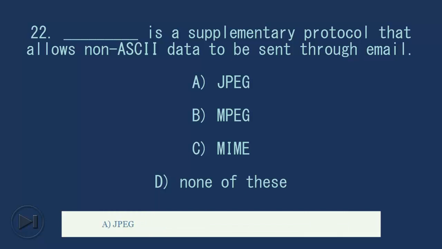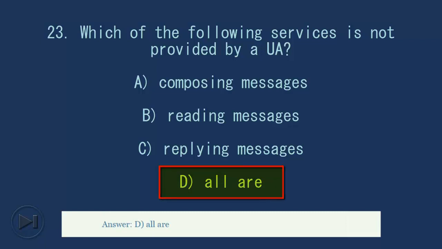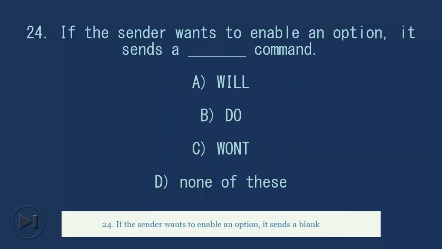22. Blank is a supplementary protocol that allows non-ASCII data to be sent through email. A. JPEG. B. MPEG. C. MIME. D. None of these. Answer, C. MIME. 23. Which of the following services is not provided by a UA? A. Composing messages. B. Reading messages. C. Replying messages. D. All are. Answer, D. All are. 24. If the sender wants to enable an option, it sends a blank command. A. Will. B. Do. C. Won't. D. None of these. Answer, A. Will.